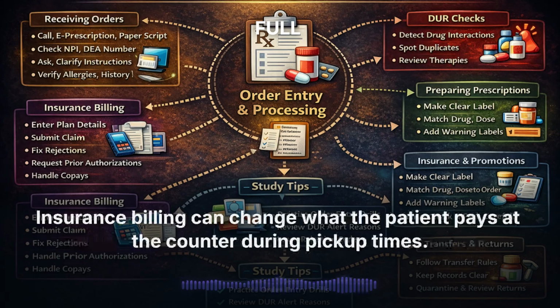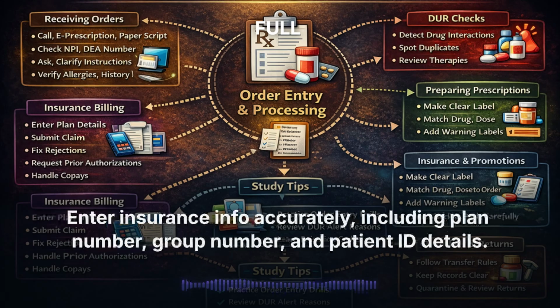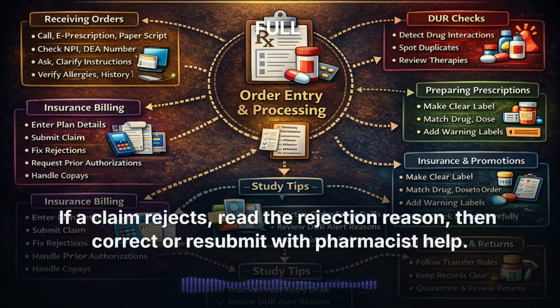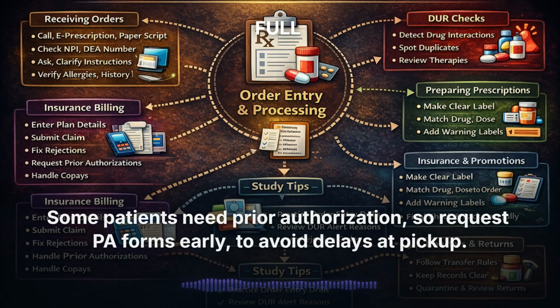Insurance billing can change what the patient pays at the counter during pickup times. Enter insurance info accurately, including plan number, group number, and patient ID details. If a claim rejects, read the rejection reason, then correct or resubmit with pharmacist help. Some patients need prior authorization, so request PA forms early to avoid delays at pickup.